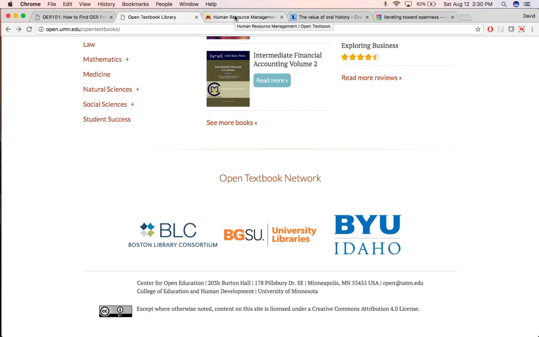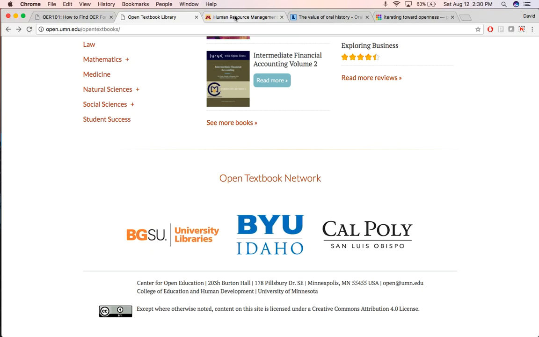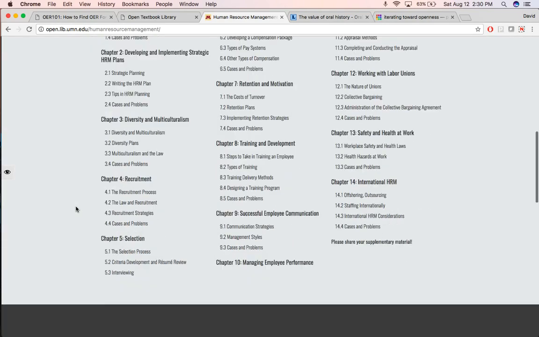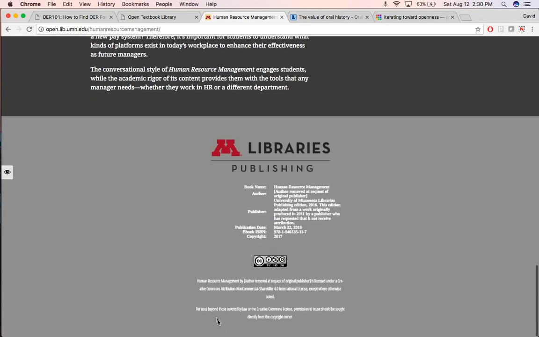Let's look at another example of licensing information in the footer. So this is a textbook on human resource management that University of Minnesota made. We'll scroll down to the very bottom again in their footer. Now this is a more restrictive form of OER, but still OER nonetheless. This is CC BY NC SA, so you have to attribute them. You can't use it for commercial purposes, and any derivative works you may make have to be shared under this same license, hence the S, the share alike.